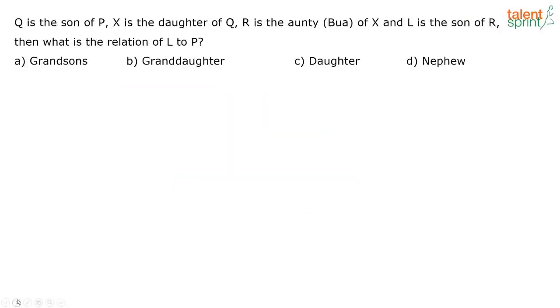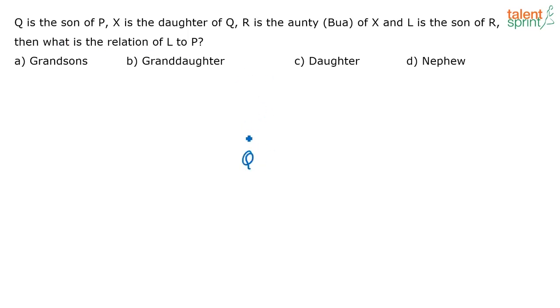So next question is there on your screen. This question is on blood relations. Q is the son of P, X is the daughter of Q, R is the aunt of X, and L is the son of R. Then what is the relation of L to P? I think this question was asked in the SSC CHSL mock that was conducted last week. Q is the son of P.